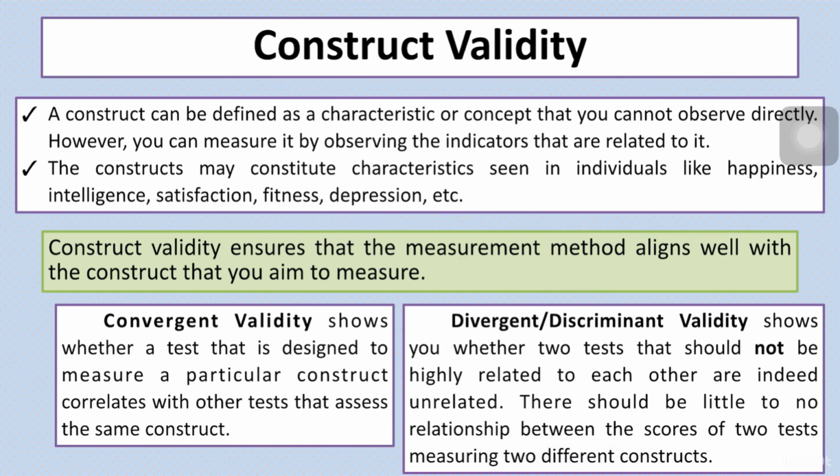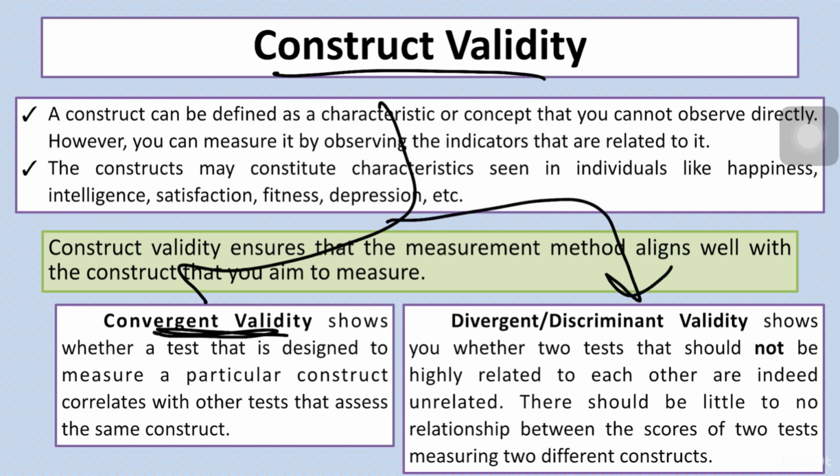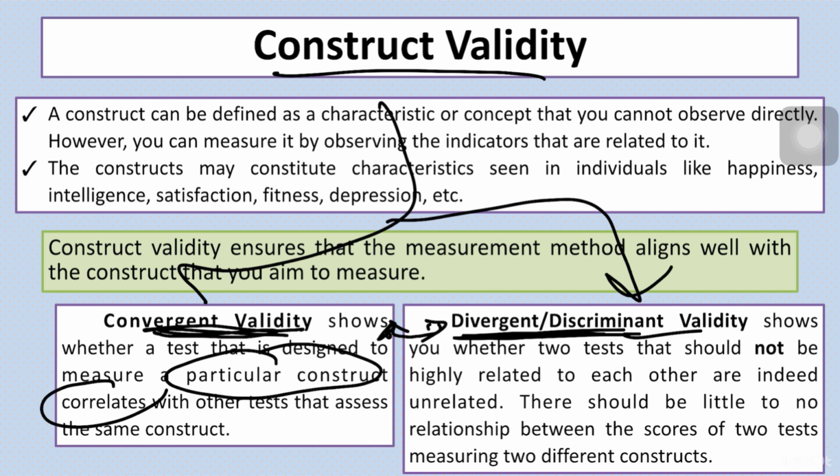Now in this type of validity we have two types further. One is the convergent validity and another one is the divergent or discriminant validity. So these two types of validity are opposite to each other. Now the convergent validity shows whether a test that is designed to measure a particular construct correlates with the other tests that assess the same construct.